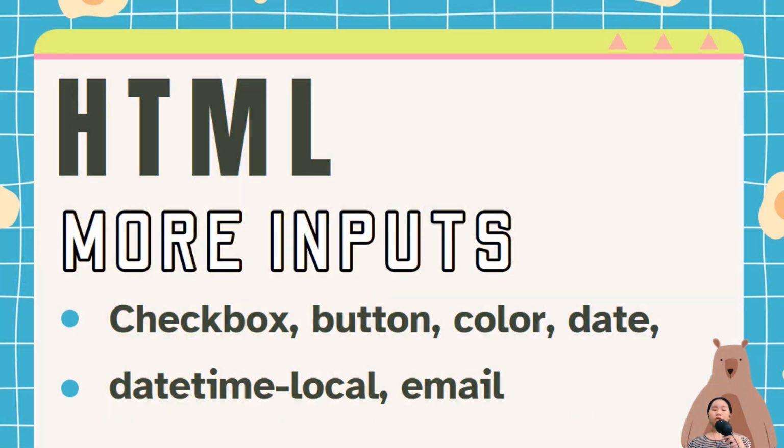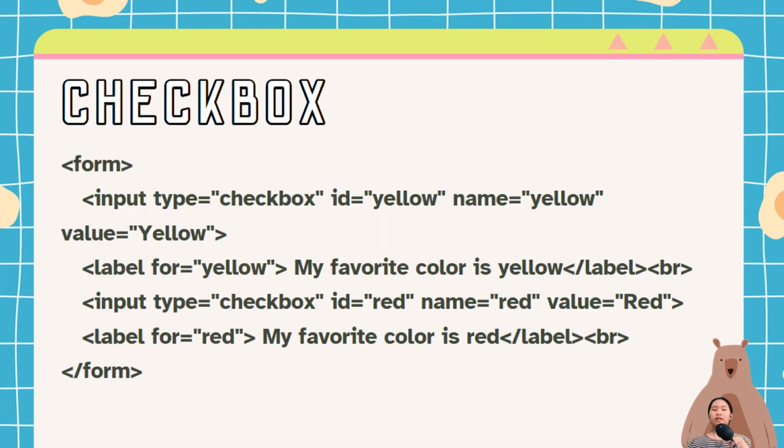Today's lesson is more inputs, specifically checkbox, button, color, date, datetime-local, and email. All sounds a bit overwhelming, but don't worry. We're going to go through them one by one and we'll sort it out, okay? Now, let's move on to the first part, checkbox.